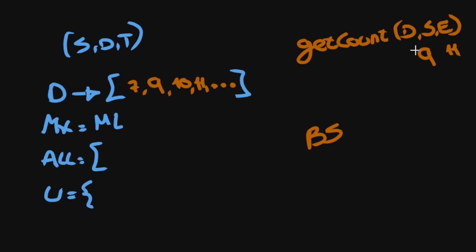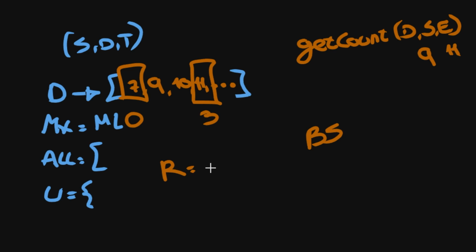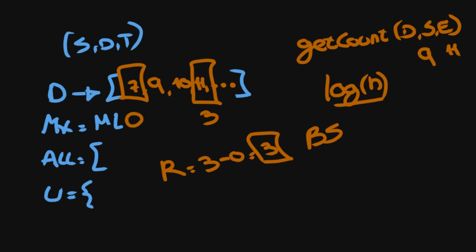So first we run a binary search with 9 as a target, and we will get this, meaning index 0. And then we run another binary search with 11 as a target, and we will get this, meaning index 3. And these are our 2 bounds. So we can just return right minus left, meaning 3 minus 0. And this is how we can solve this in log n time complexity.